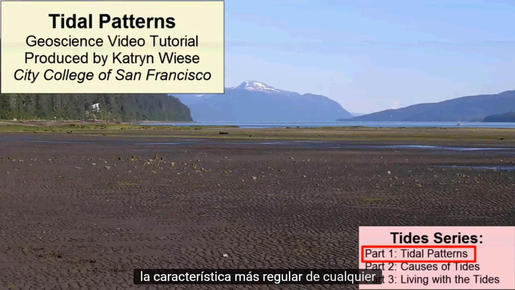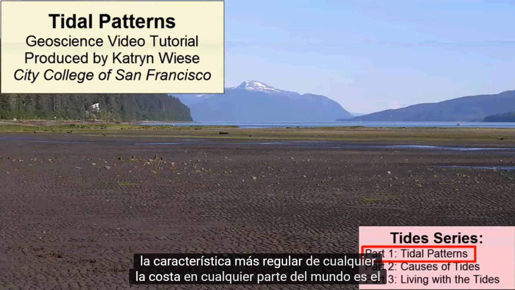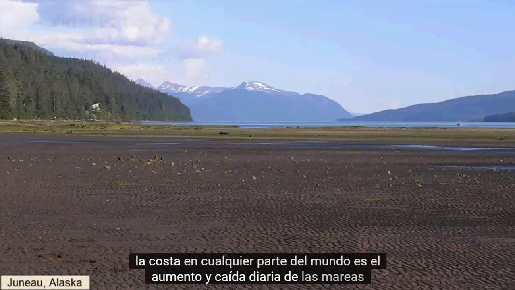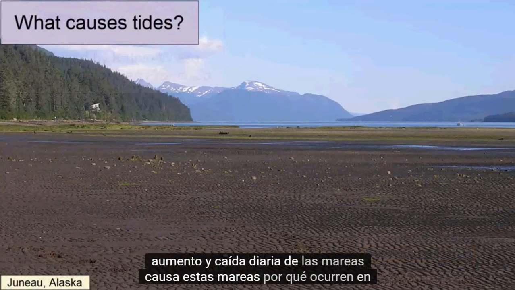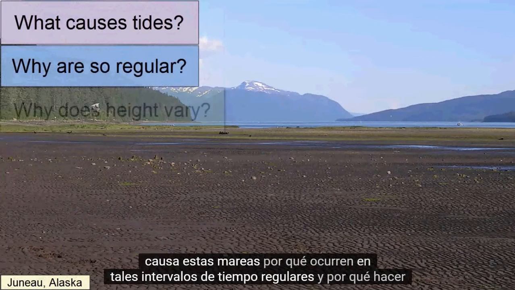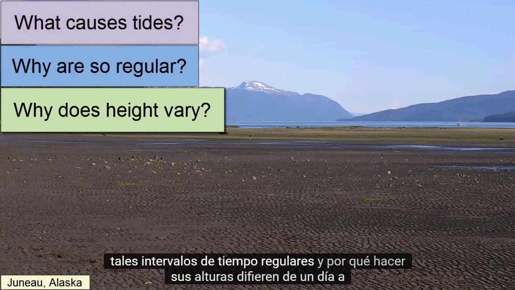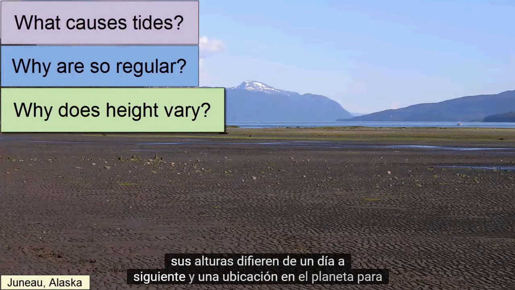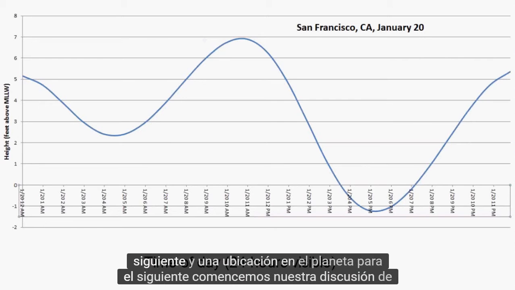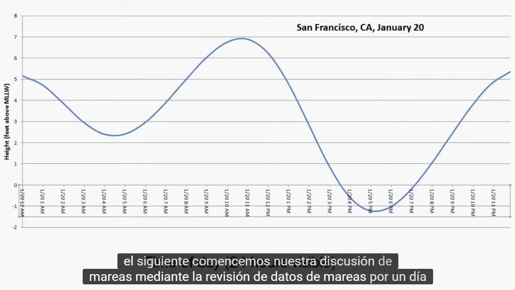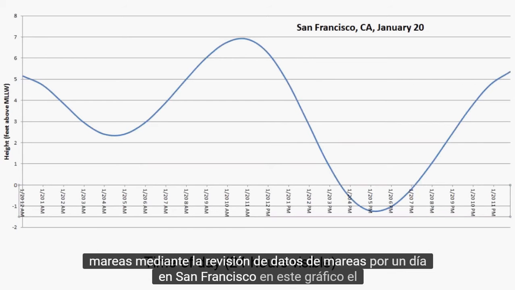The most regular feature of any coastline anywhere in the world is the daily rise and fall of the tides. What causes these tides? Why do they happen at such regular time intervals? And why do their heights differ from one day to the next and from one location on the planet to the next? Let's start our discussion of tides by reviewing tidal data for a day in San Francisco.